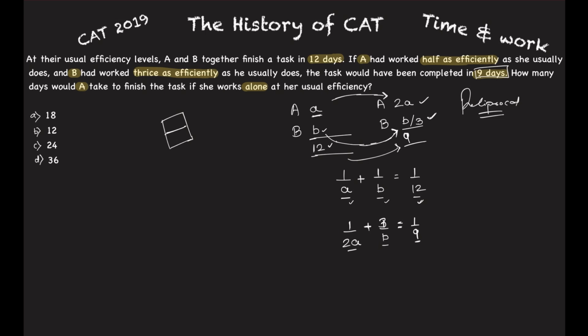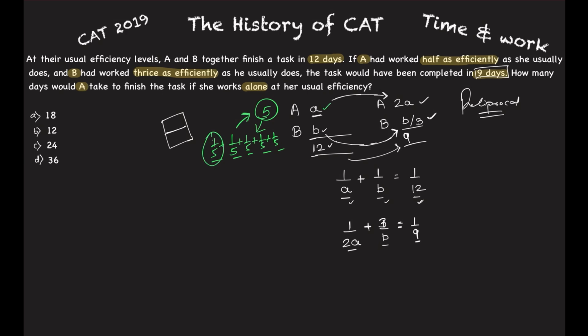In case you're wondering how this is happening, see, if A could do a piece of work in 5 days, in one day he will do what? 1/5. Second day he will do 1/5, third day 1/5, fourth day 1/5, fifth day 1/5. That's how in 5 days he will finish this work. So you say one day he'll do 1 by 5.